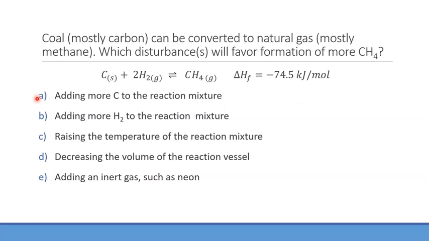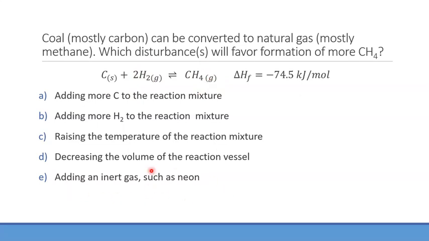Adding more carbon to the reaction mixture won't affect anything because it's not part of the equilibrium expression. Adding more H2 is adding a reactant, so that typically would drive the reaction forward, so B is a good choice. Raising the temperature of the reaction mixture, well, it's exothermic, so heat is a product, so if we add more of it, we're probably going to go to the left, so I don't think C is a very good answer. If we decrease the volume, that means increasing the pressure, so we need to go toward the fewer moles side. We see that there are 2 moles of gas here and only 1 mole here, so D looks like a good choice.